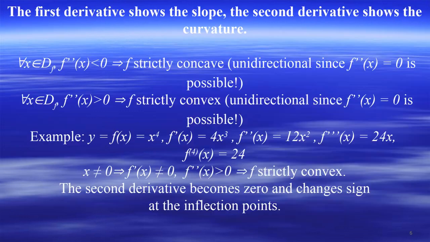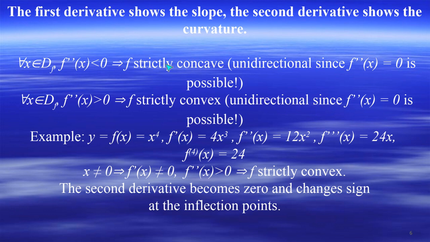All right, so the first derivative shows the slope. The second derivative shows the curvature. They give us this information. For all x in the domain of definition of the function, if the second derivative is negative, it results in this proposition: f is strictly concave. If the second derivative is strictly negative, f is strictly concave.